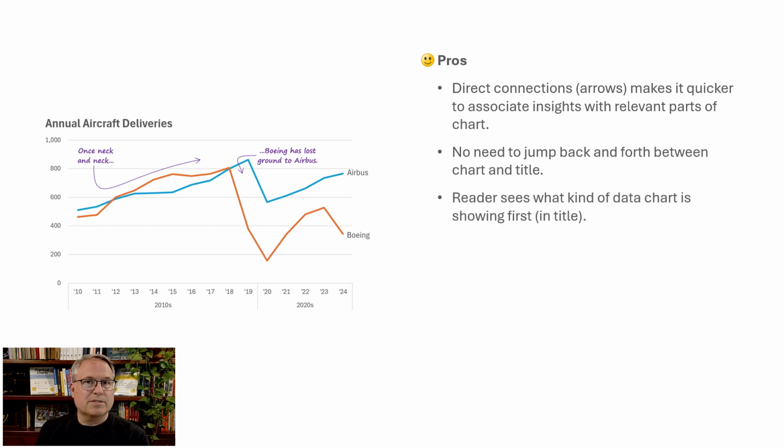The reader also sees immediately what kind of data this is, right? Annual aircraft deliveries, it's right there in the title. And so right away, that puts the chart into appropriate context. I understand what exactly I'm looking at.